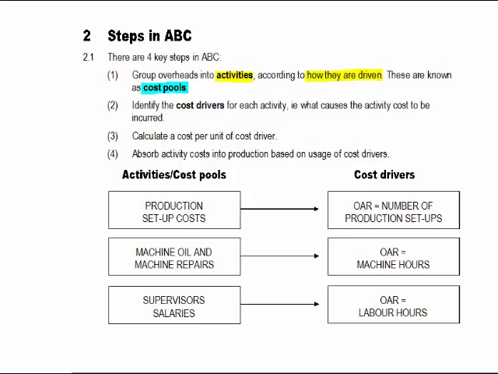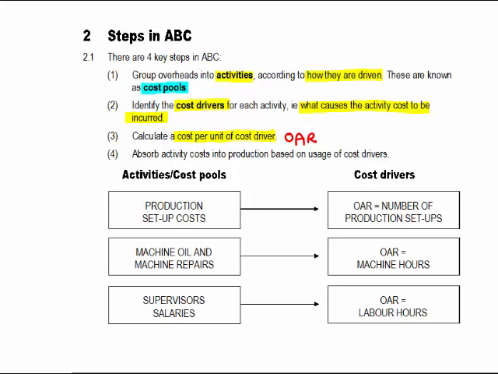The next thing that we're going to do is for each one of them, we're going to identify a cost driver. In other words, what is causing that activity to be incurred? As I said, these are normally given to you, and what you normally have to do is match them up with the activities. In step 3, all we're going to do is calculate a cost per unit of cost driver. In other words, an overhead absorption rate. And we're going to do as many as we've got activities. So in a question, you'll probably have 4 or 5 to calculate.